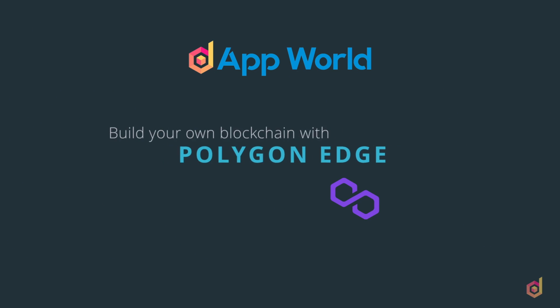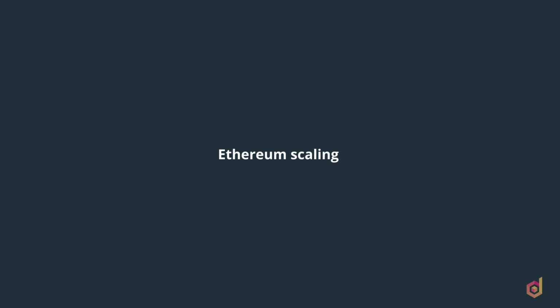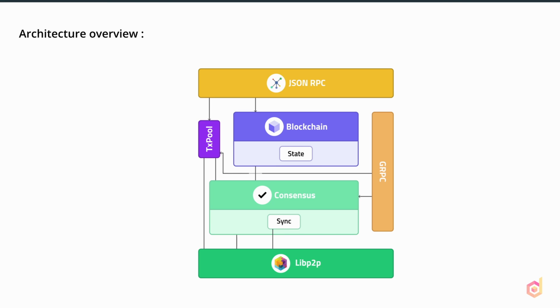Hello and welcome back. We have discussed Ethereum scaling and Polygon Edge, and now in this lesson let's discuss the architecture of Polygon Edge. This is the architecture of Polygon Edge. It starts with the base layer of peer-to-peer networks.